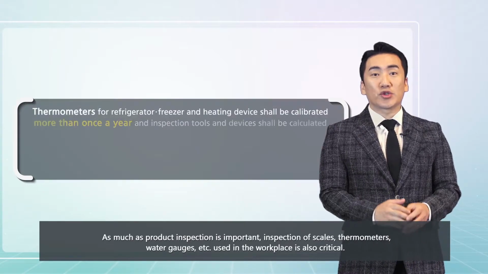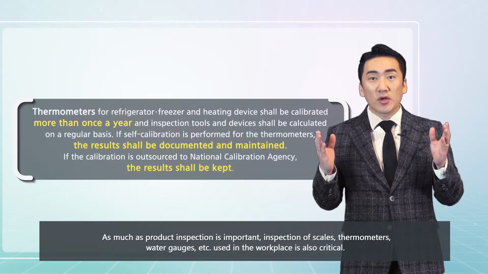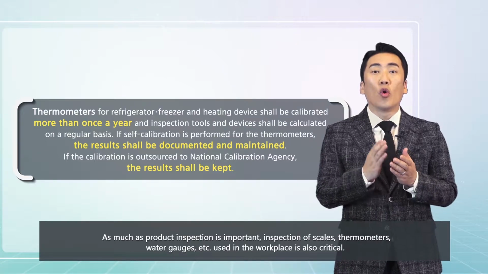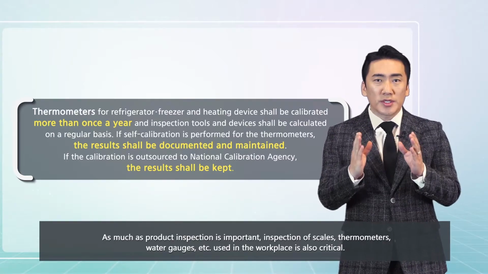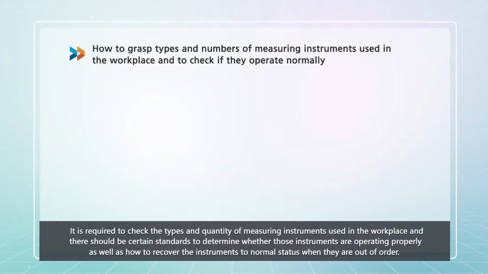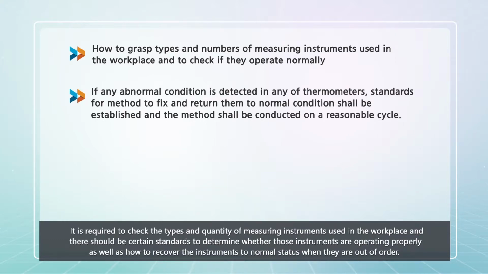As much as product inspection is important, inspection of scales, thermometers, water gauges, etc. used in the workplace is also critical. It is required to check the types and quantity of measuring instruments used in the workplace, and there should be certain standards to determine whether those instruments are operating properly, as well as how to recover the instruments to normal status when they are out of order.